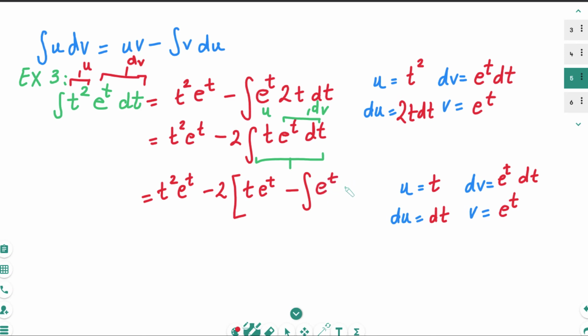So e to the t dt. And this integral we know is easy to solve. So the final answer is t squared e to the t minus 2t e to the t plus 2e to the t plus C. Be careful with distributing this negative 2.